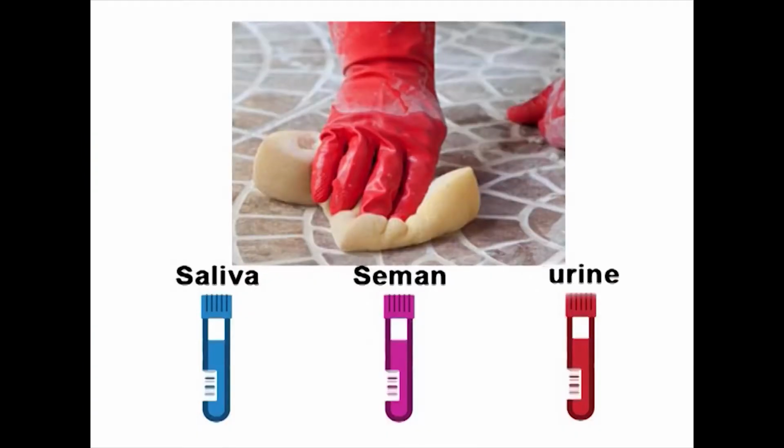Biological fluids, that is semen, saliva, urine, etc., are used to determine the species, origin and also for the individualization. Now we come to another division, that is forensic physics.